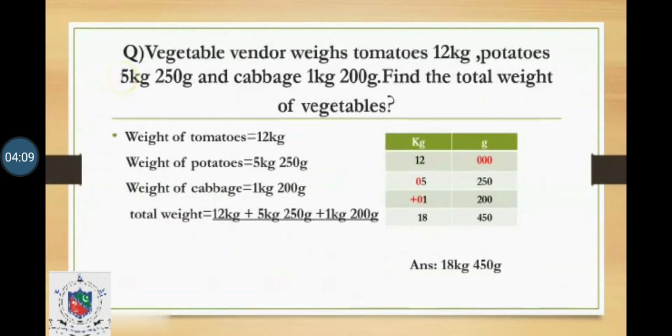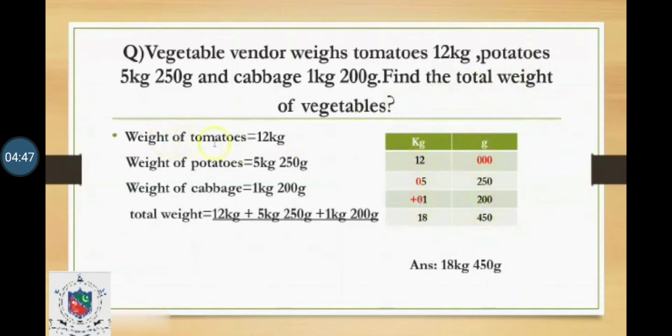And if you have a word problem, then do you remember the steps? First of all, we have to read the problem and understand. So here a vegetable vendor weighs tomatoes 12 kg, potatoes 5 kg 250 gram, and cabbage 1 kg 200 grams. And we have to find the total weight of vegetables. Now we have to make a plan, and here by looking at the keyword total, we decided that we have to add.